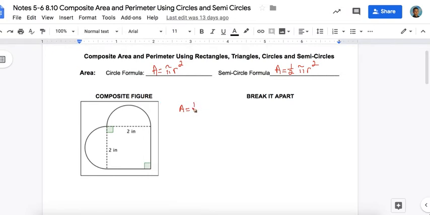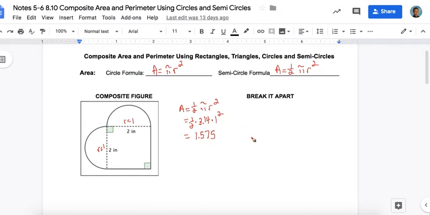So we're going to do A equals 1/2 times pi times radius squared. And when I look at the circle, I notice that this is 2 inches. That's the diameter. So the radius would actually be 1. So we can put that in right here. So we're going to do 1/2 times pi, which is 3.14, times 1 squared. And when I calculate that, I get 1.575.